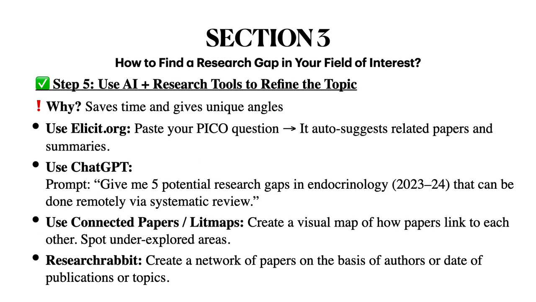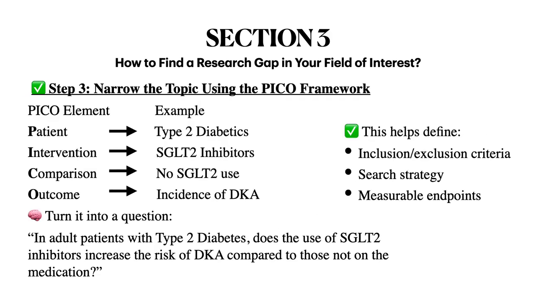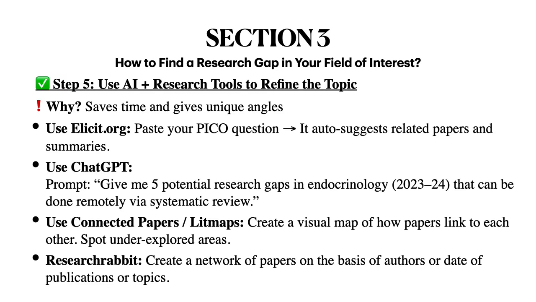The fifth step is that you can use AI or research tools to refine the topic. Why? Because it saves time and gives unique angles, obviously. You can use elicit.org, paste your PICO question, that PICO framework that we established, the research question. You can copy paste in there and it auto suggests related papers and summaries. And you can use a ChatGPT prompt like: give me 5 potential research gaps in endocrinology that can be done remotely via systematic review. You can do that.